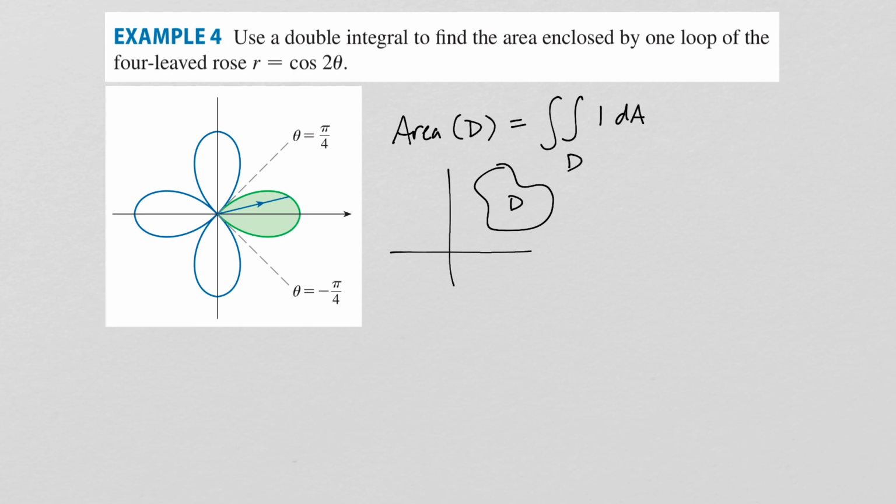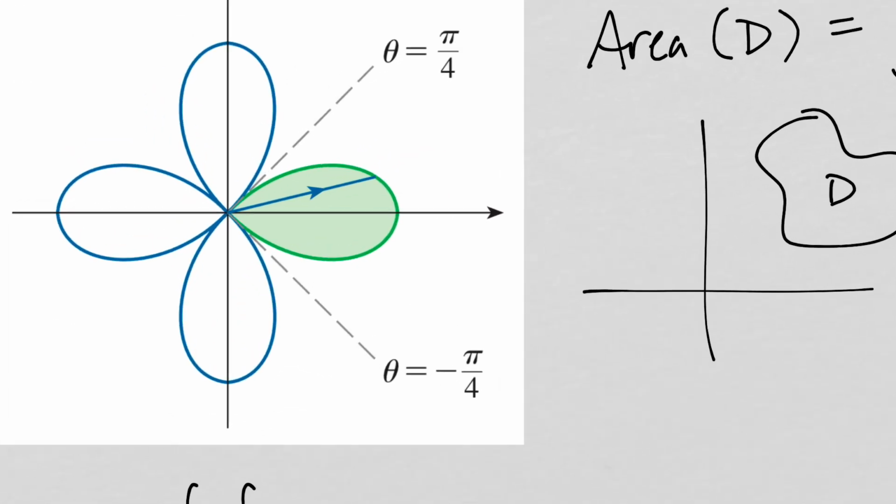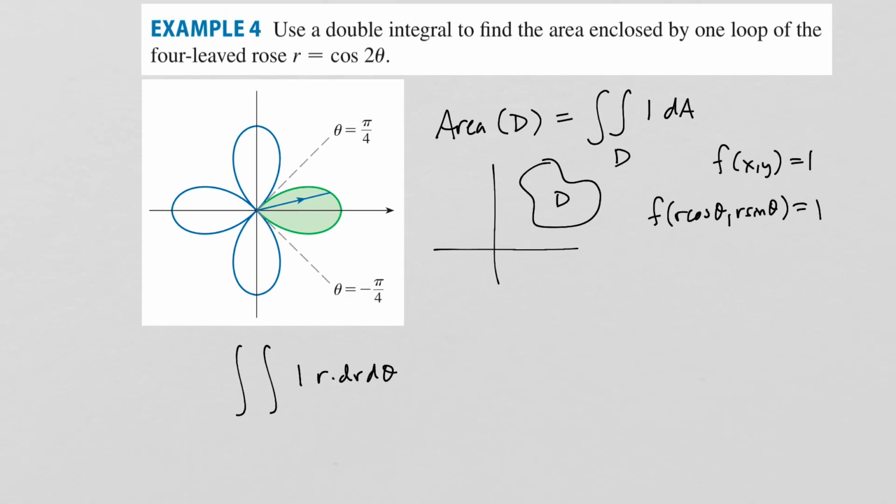So the area here is going to be the double integral of our domain. So now we have to describe, well, what is our domain? But the function is just going to be 1, and then r dr d theta, right? Because our function in xy is just going to be 1. So our function in r cosine theta, r sine theta is still just going to be 1. So really it's just a matter of describing this domain here.